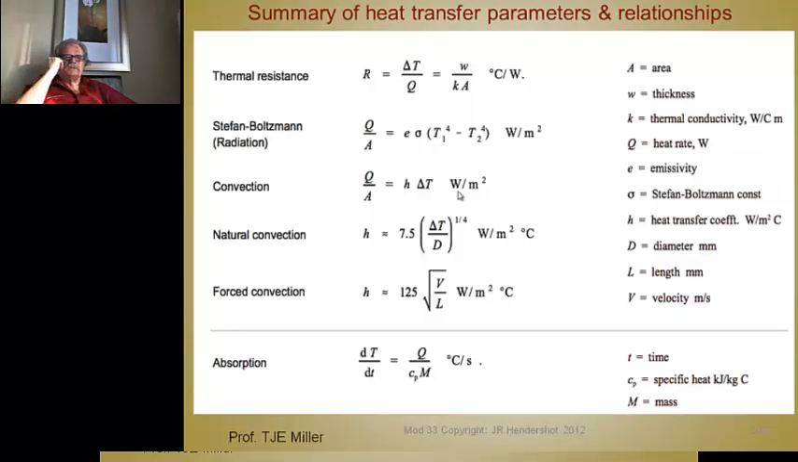Here's a summary of the heat transfer parameters and their relationships. If you plan to build your own lumped parameter model and do some thermal analysis, this is some of the data you need to have to do that.